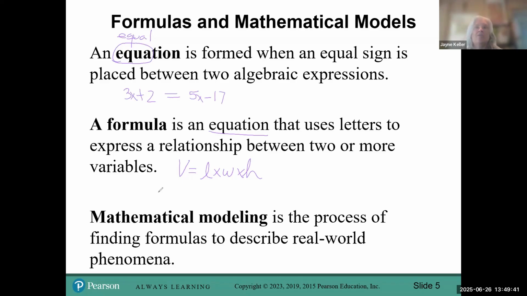Remember I said we were going to come to solving. When we have an equal sign, if we have only one variable missing and the rest are all numbers, then we are able to solve an equation. And then we have mathematical modeling, which is when we try to find a formula that describes something in the real world and then use that formula to solve a real world problem.